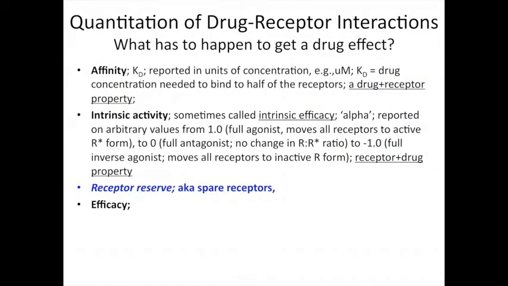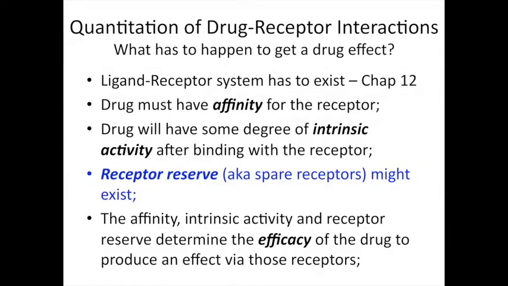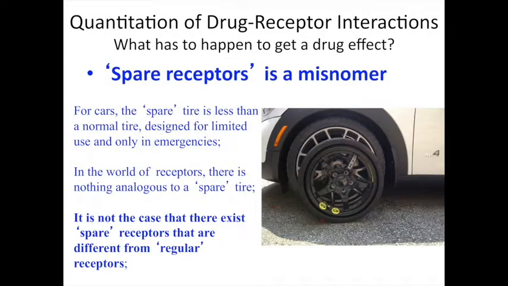Okay, we'll move to the third part, which is receptor reserve, and all three of these together are going to tell us something about what we call the efficacy of the drug. But receptor reserve, which is also called spare receptors, awful term. This is not what we're talking about. So this is a spare tire. You've got a regular tire and a spare tire. And we know what a spare tire is.